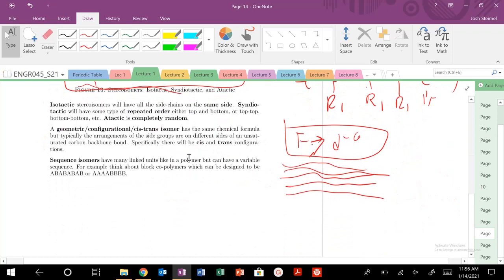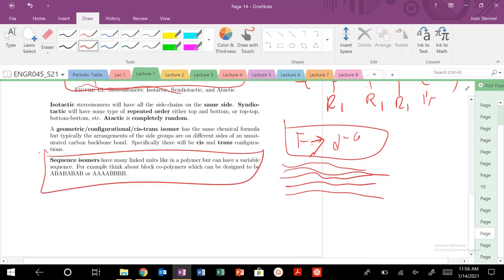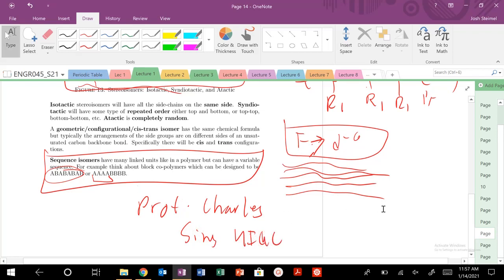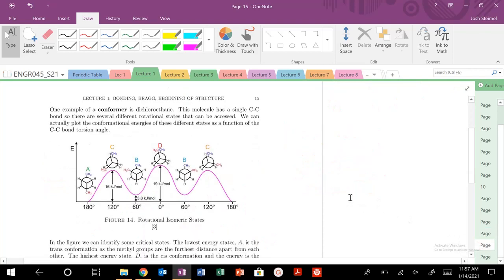You can also have sequence isomers. So block copolymers can be designed as A, B, A, B, A, B, A, B, or you could have a single block. But again, chemically identical, structurally distinct, and they have vastly different properties. You could look up some research by Professor Charles Singh at the University of UIUC, formerly of the Alexander Krapps group at MIT, and he does a lot of work with these block copolymers and these sequences.